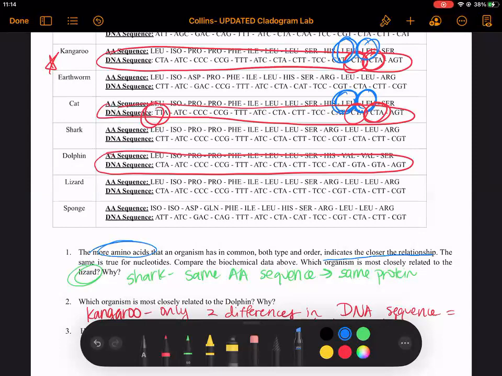You're right. But remember that we just looked and we saw that the kangaroo and the cat both had the same difference in that amino acid sequence, right? But we're still trying to figure out which one's most closely related to the dolphin. So since the amino acid sequences were the same, we then had to look at the DNA to figure out which one is most closely related to this dolphin. Because this is just for one protein. This isn't talking about the entire organism. This is just for the instructions to build that one protein. Does that make sense? Okay.